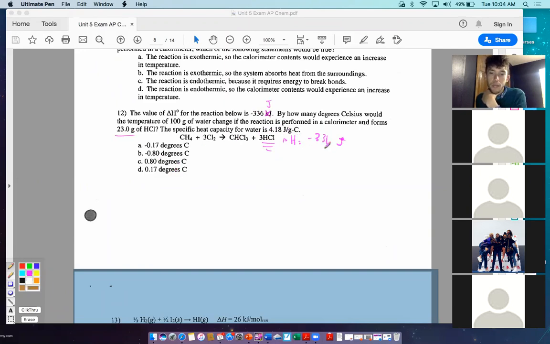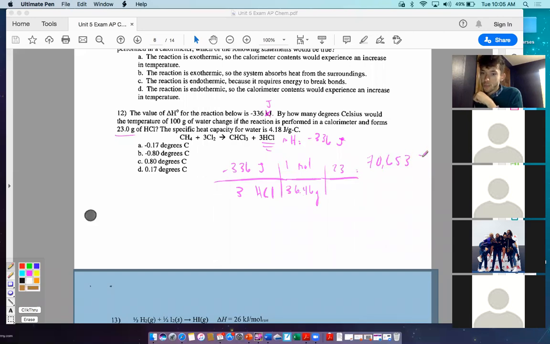So this is not the actual amount of heat energy released. I need to figure out how much heat energy is released. Negative 336 joules are released for every 3 moles of HCl. And I know that in 1 mole of HCl, the molar mass of that is 36.46 grams. And I know that I'm only using 23 grams. So I would need to perform this calculation. And when I do that, I get 70,653 joules.